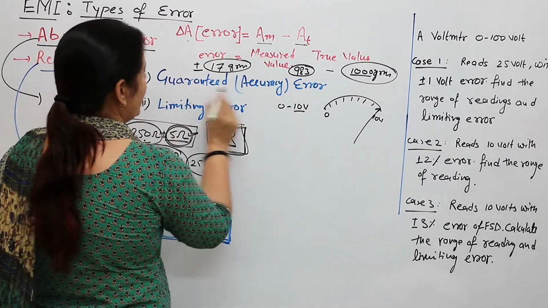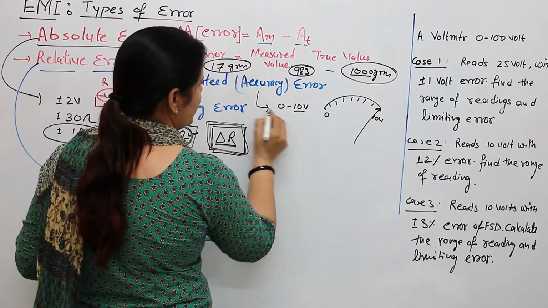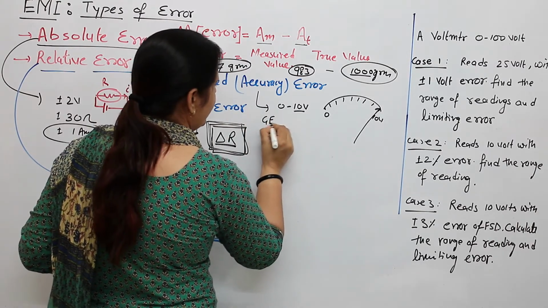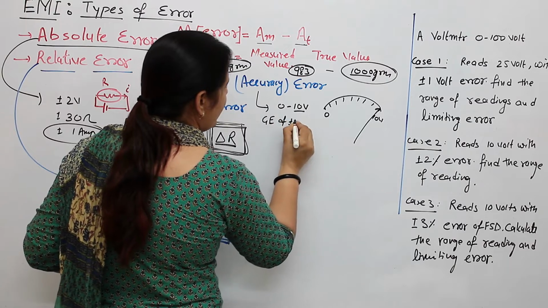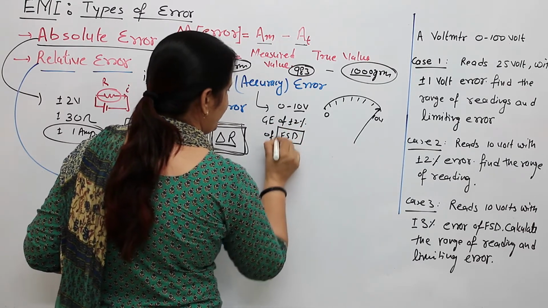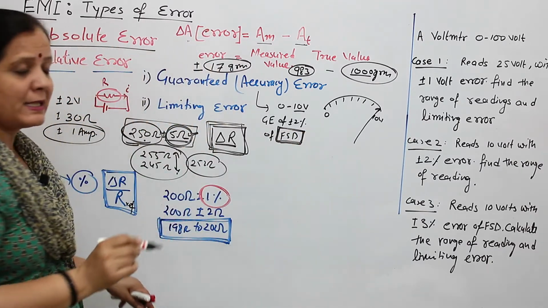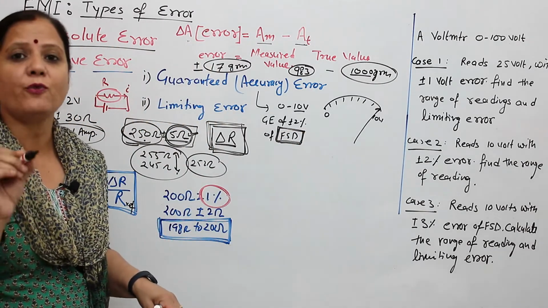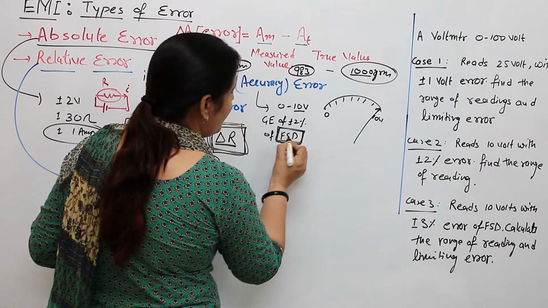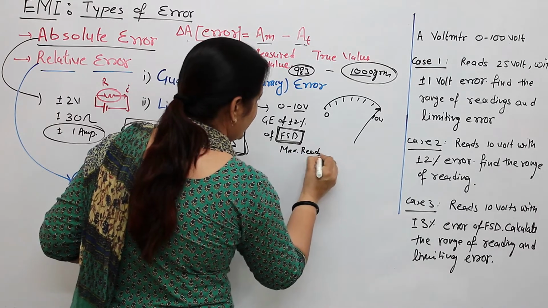And when you are mentioning guaranteed error, you will say this machine that is 0 to 10 volt has a guaranteed error of plus minus 2% of FSD. Okay, be careful. Guaranteed error is always mentioned with respect to the full scale deflection. It shows plus minus 2% of the full scale deflection, means maximum reading of the instrument.